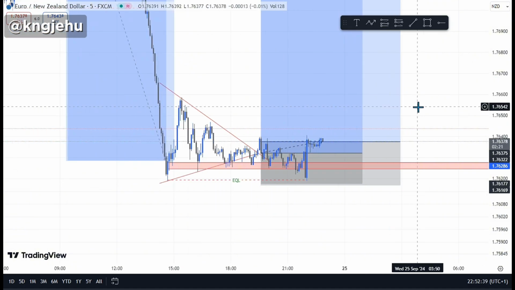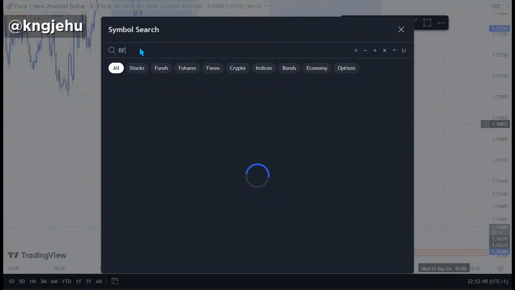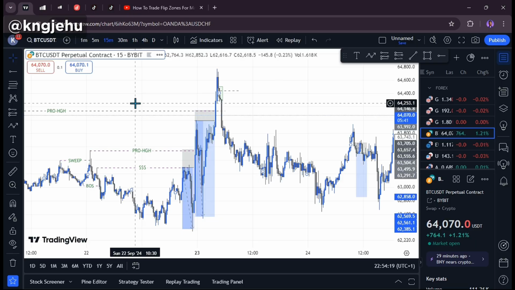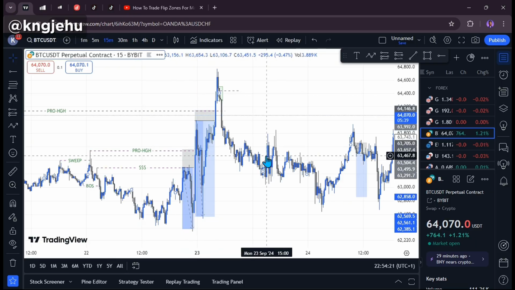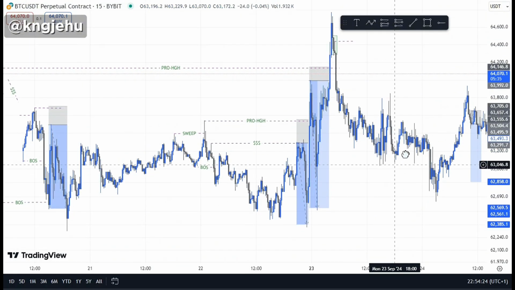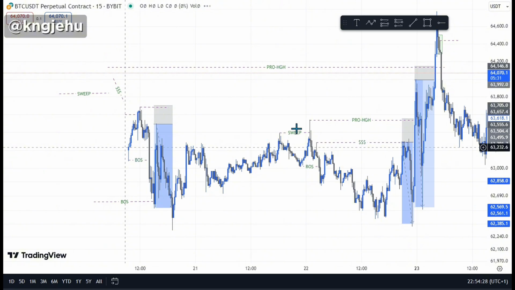And then let me head over to the next chart I was talking about. Okay, let me just search it. Okay, good. So now we are back. This is BTC USDT. Alright, so here are the setups that played out within the weekend.